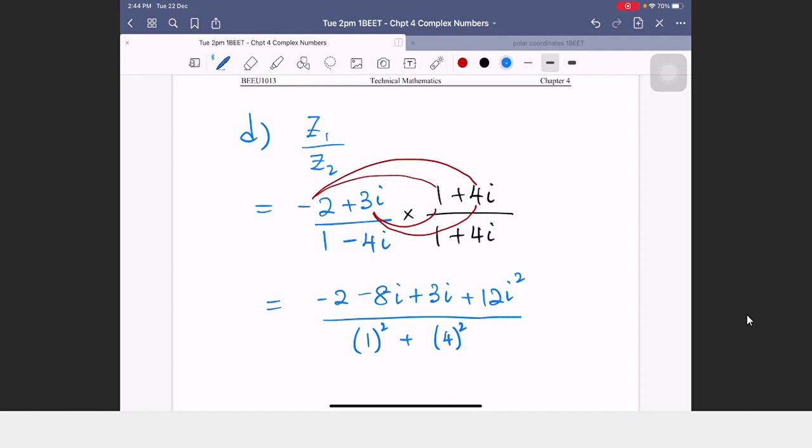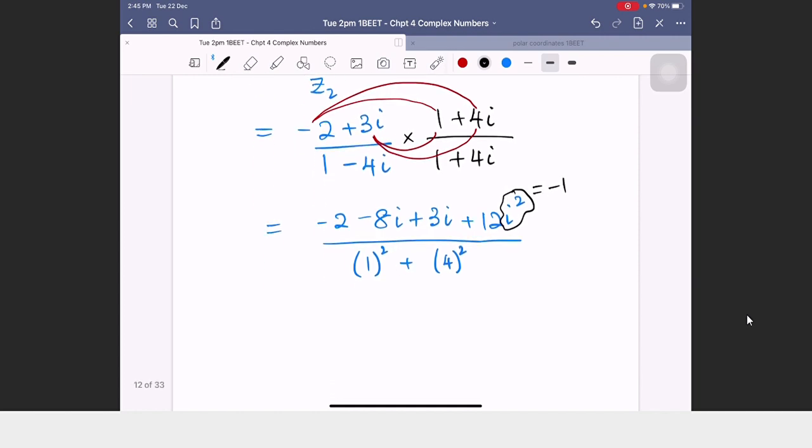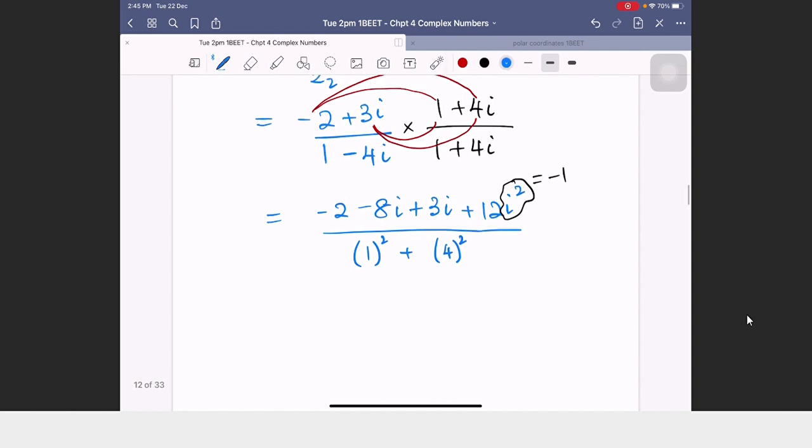All right. And then don't forget that you have your i squared here. That is minus 1. So then you simplify. You will have your minus 2 minus 12, so that is minus 14. So minus 8 plus 3, so you have your minus 5i over 1 squared plus 4 squared, that is 17.